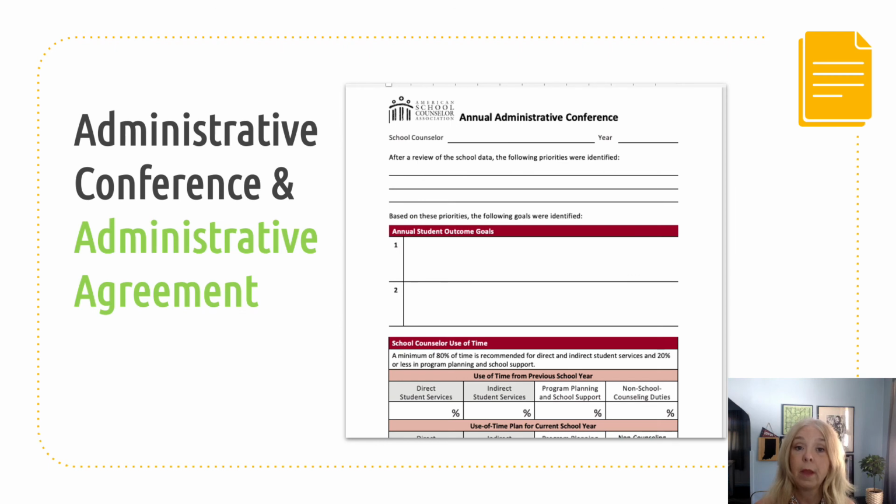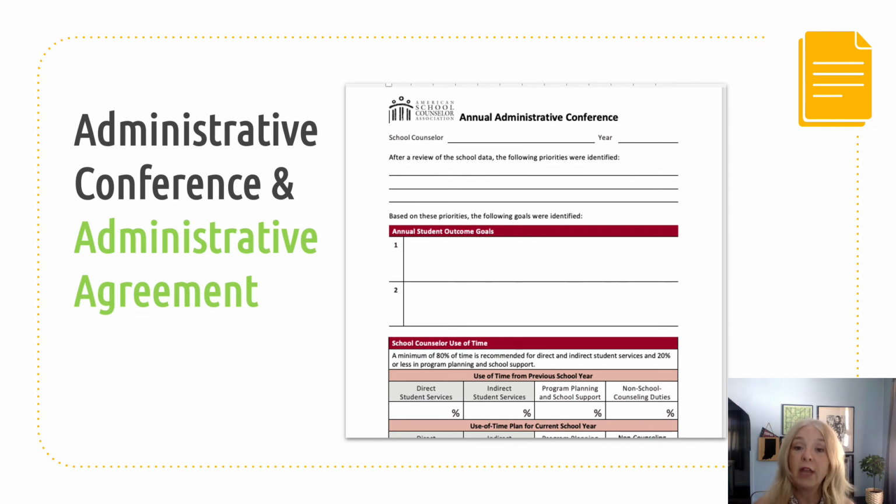Remember that this is just the start. There may be items on your agreement that you end up changing or adjusting after you meet with your administrator. And remember that each counselor in your building needs to have their own administrative agreement form. Having a yearly face-to-face meeting with your administrator is a great way to gain buy-in for the school counseling program.